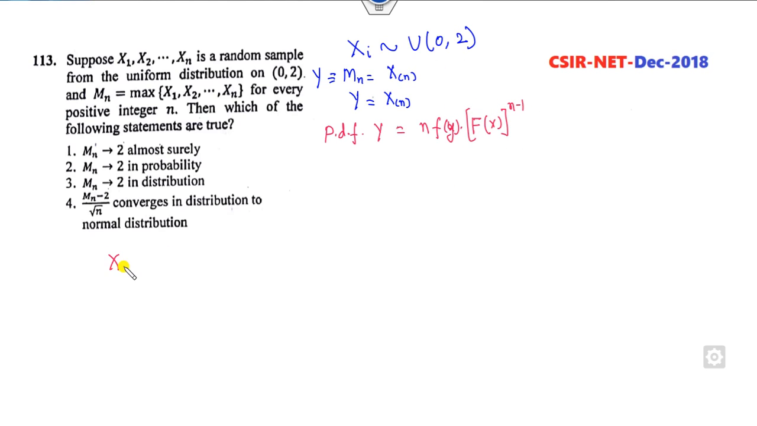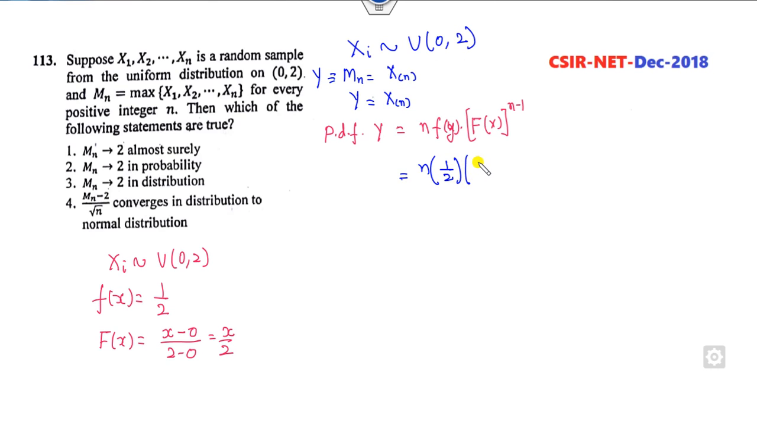Now what is given to you? Xi is uniformly distributed. So what is the PDF? 1 over b minus a. What is the CDF? x minus a over b minus a, here x over 2. So I can substitute here. This is n, the PDF is 1 over 2, the CDF is x over 2. In terms of y, it's (y over 2) to the power n minus 1. So I can write n by 2 times (y over 2) raised to power n minus 1. Fine, so this is my PDF.